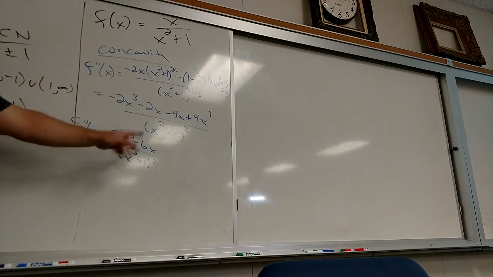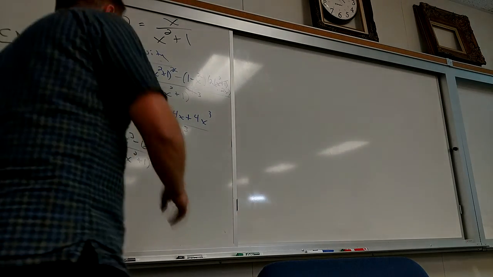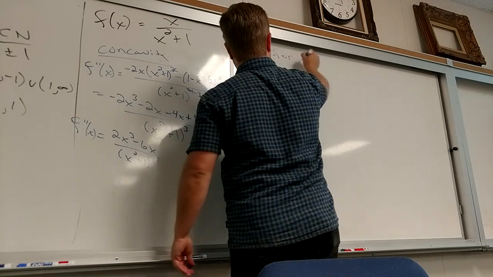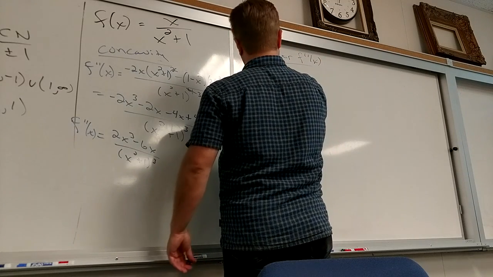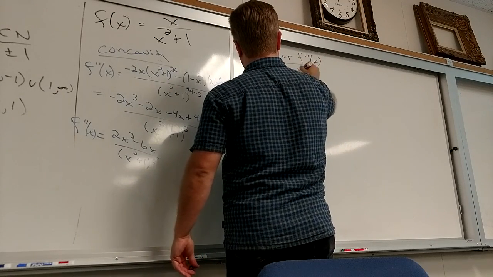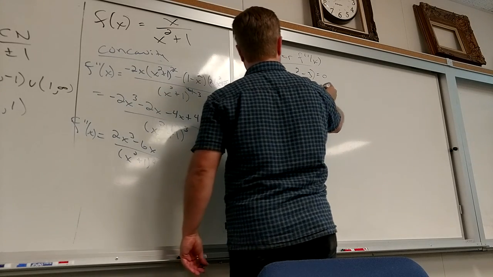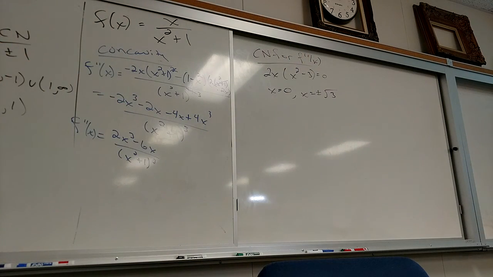It's not too horrible. You get not the prettiest things in the world, right? But still, there's nowhere where it's undefined. So the critical numbers for f double prime, you can take a 2x out, you get x squared minus 3. You get x is 0 and x is plus or minus rad 3. Is that cool? So those are the locations of possible whats.